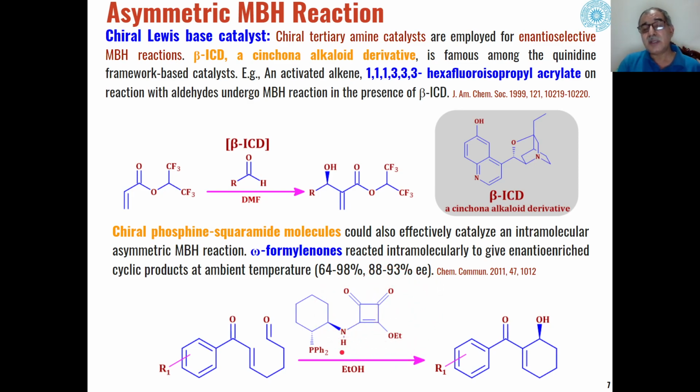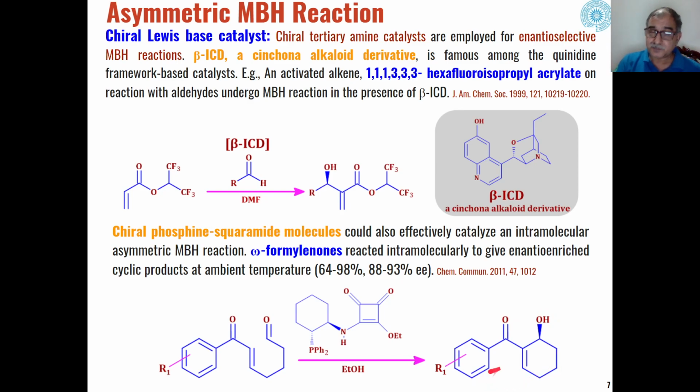So when these types of chiral phosphine squaramide molecules act as catalyst, they undergo an intramolecular asymmetric MBH reaction, where this part of the molecule will act as the carbonyl component, and this part of the molecule will act as alkene. This will undergo cyclization at this place with the hydroalkylation at the carbonyl, and we can see that we will get a rich cyclic product at room temperature.